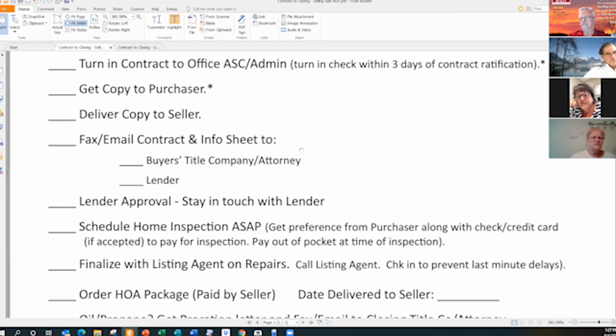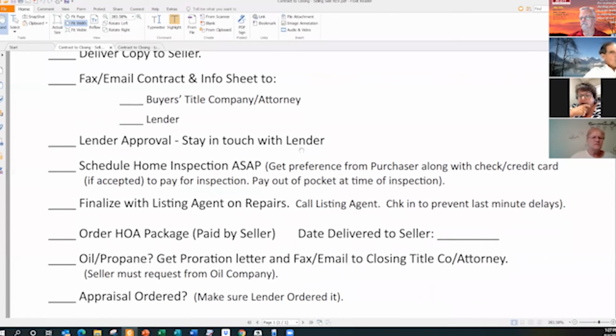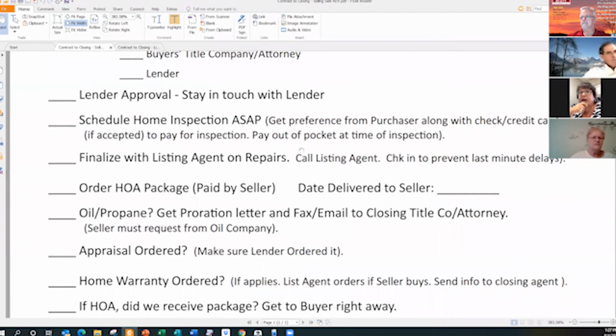As the buyer's agent, you are responsible for scheduling the home inspection right away. Get that scheduled. Find out if your client has a preference for someone, or you can recommend someone. Remind your buyer that that's something they have to pay for outside of closing, so they need to bring their checkbook with them. So you get the inspection done.